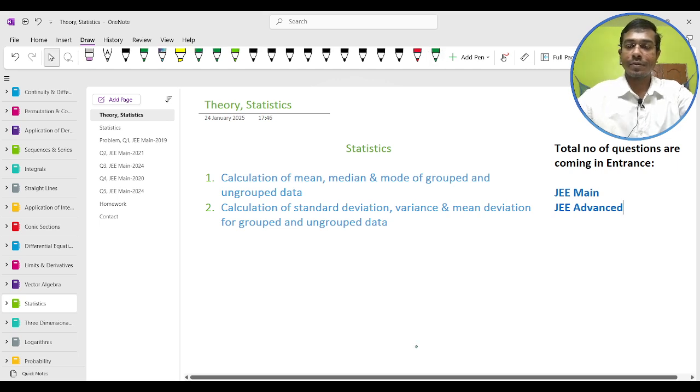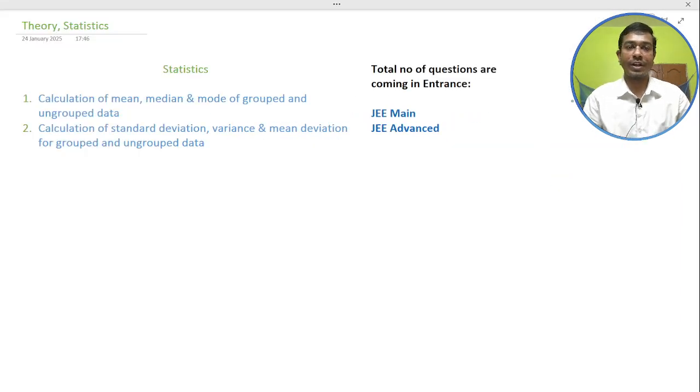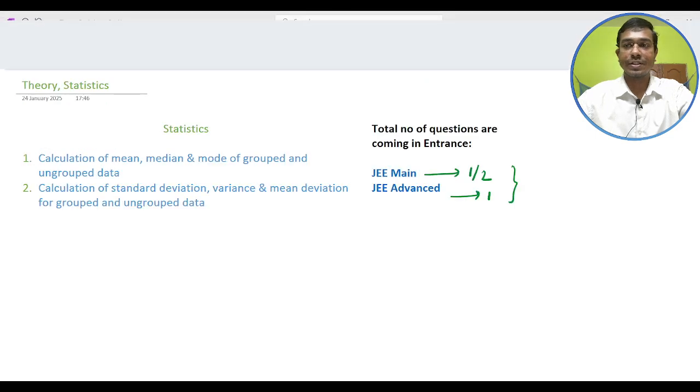In our previous lecture we discussed 3D geometry, the line and the plane, from class 12. In today's class we will cover statistics from class 11. We will discuss the calculation of the mean, median and mode of grouped and ungrouped data, and the calculation of standard deviation, variance and mean deviation from grouped and ungrouped data. In JEE Main there are 1 or 2 questions, and in JEE Advanced 1 question from this topic, statistics.